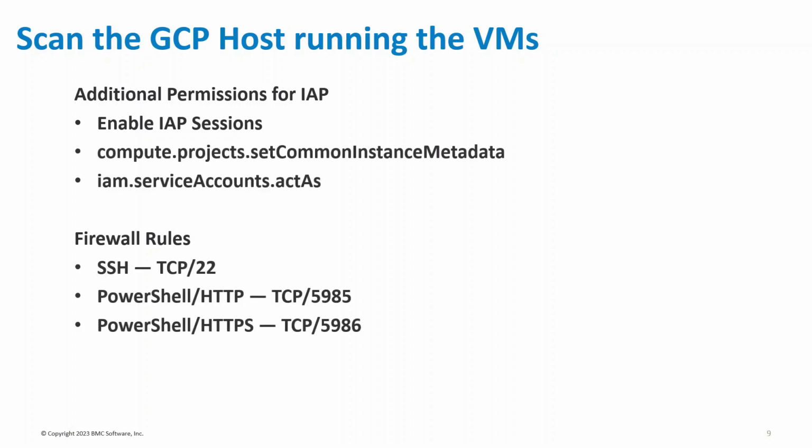The additional permissions for IAP are about adding the compute project set common instance metadata permission and the IAM service account act as role. For the firewall, you need to allow TCP port 22 for SSH, that is Linux and Unix based devices, and for PowerShell, HTTP and HTTPS, TCP ports 5985 and 5986 respectively. In case you are using any custom port for SSH, then this needs to be updated in the discovery configuration page so that discovery is aware of this change in your environment.